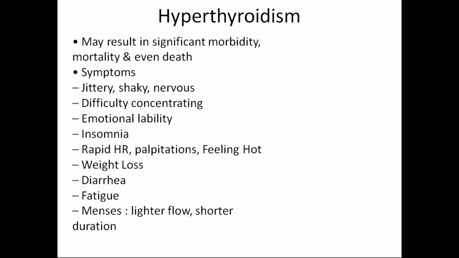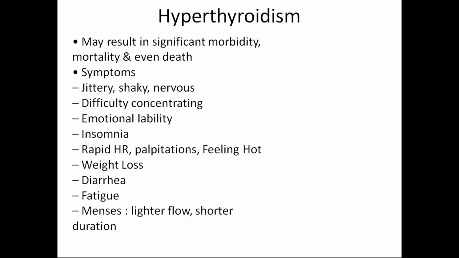And how they present is with shaky tremors and nervousness, difficulty in concentrating, learning disability, emotional lability, and insomnia. In hypothyroidism, they'll be sleeping. In hyperthyroidism, there'll be insomnia. They can't sleep properly. They'll be always active. And rapid heart rate, palpitations, and feeling hot. The sense of hotness will be there. And weight loss because of high BMR.